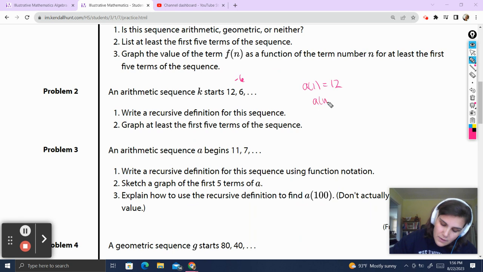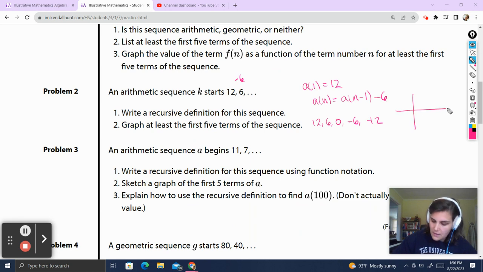So our general function is going to be a of n. It's going to be the previous term minus 6 will get us the term that we're looking for. Let's go ahead and figure out the first 5 terms of the sequence. Well, we have 12, 6, 0, negative 6, negative 12. And let's graph this. I'm going to graph this on an xy axis that has negative numbers because I know that my values go below 0.